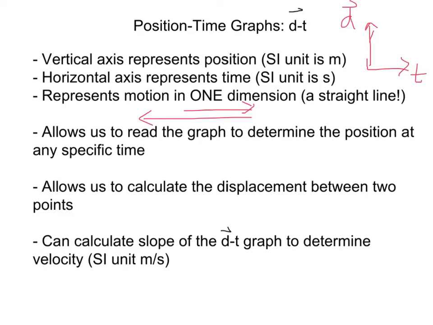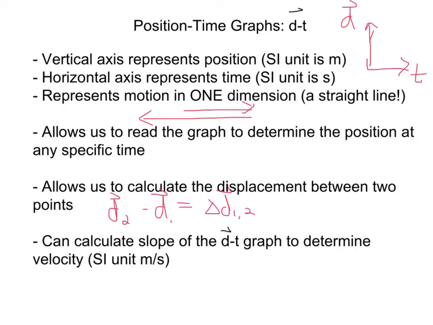It also allows us to read the graph to determine position at any specific time, just like we could determine distance before, and that means we can also calculate displacement between any 2 points, just like we were doing in the calculations in the previous lesson. So if I know position 2 and I know position 1, I can find the difference between them, and that gives me a displacement. That will give me the change in displacement between points 1 and 2.